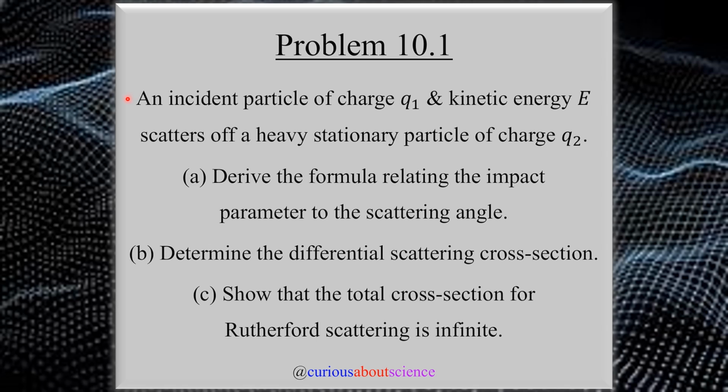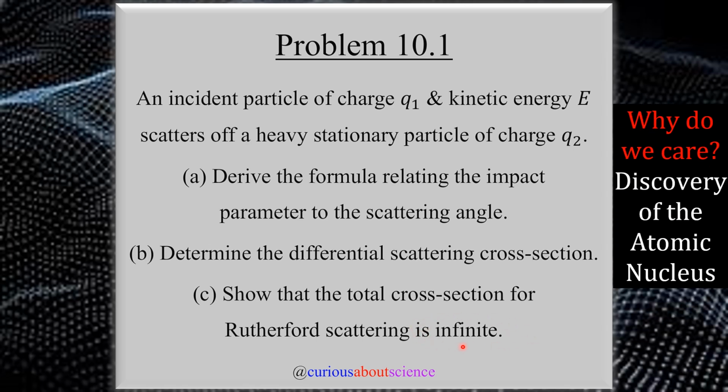And in this problem, an incident particle of charge Q1 and kinetic energy E, keep this in mind because it'll come back again very soon, scatters off of a heavy stationary particle of charge Q2. Part A: derive the formula relating the impact parameter to the scattering angle. Very important. Part B: determine the differential scattering cross section. Part C: show that the total cross section for Rutherford scattering is infinite, and let's try to keep in mind what that would mean.